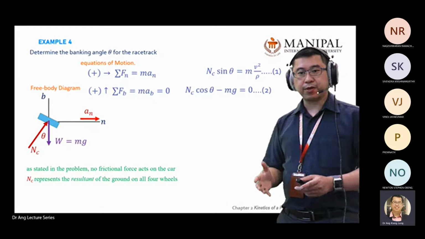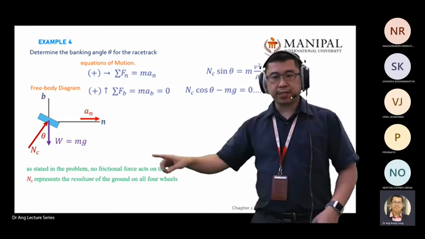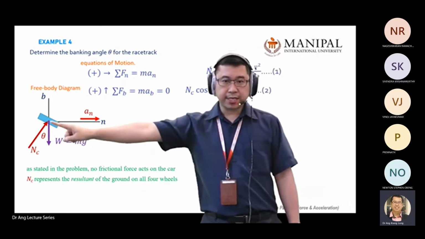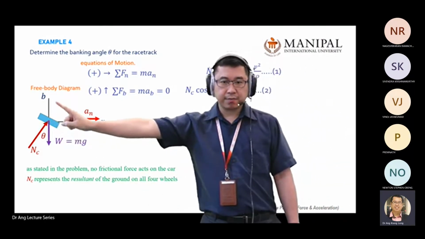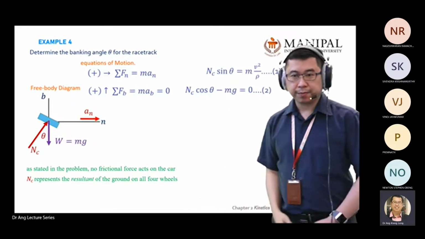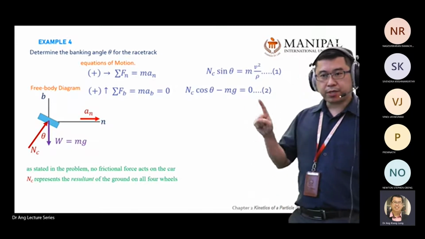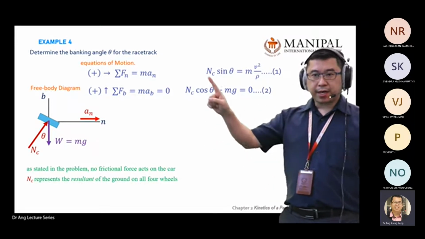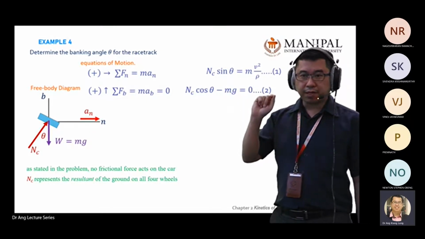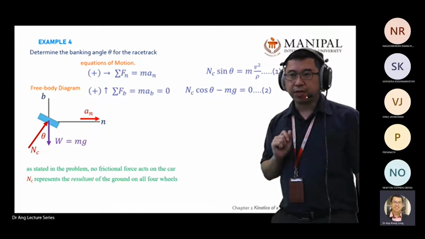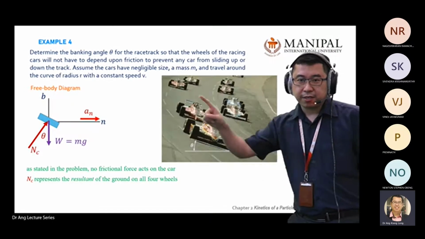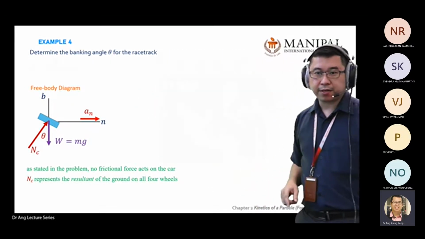Because the question will tell you the vehicle does not slide up or down, it means it stays at the same B position. Or you can say it stays at the center between the B and N axes. It does not change in the B direction. So you have two equations here. NC, m, you know. V, do you know? V, you need to check later. Do we have N? Do we have V? We have V. Okay, we don't have V.